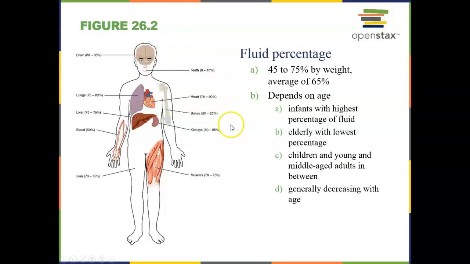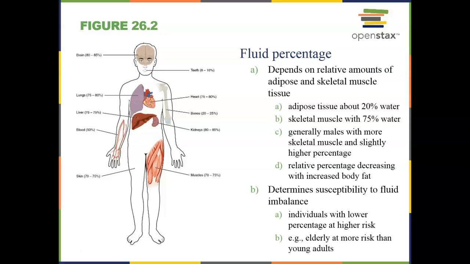And so when we look at our fluid, by body weight, we are composed of approximately 65% water or fluid. And this amount is going to be dependent on our age. So infants have a higher percentage of fluid and elderly have the least amount of fluid. It also depends on our composition. So adipose tissue has less fluid, skeletal muscle has more fluid. So if you have a lot of adipose tissue on you, you're going to get dehydrated a lot more easily than if you have a lot of muscle on you.